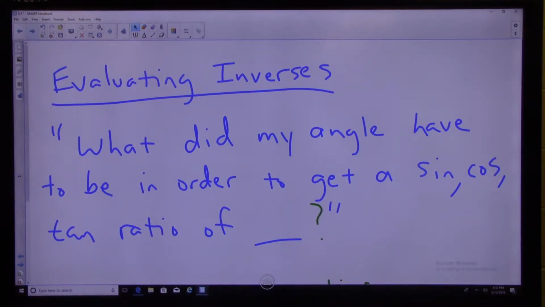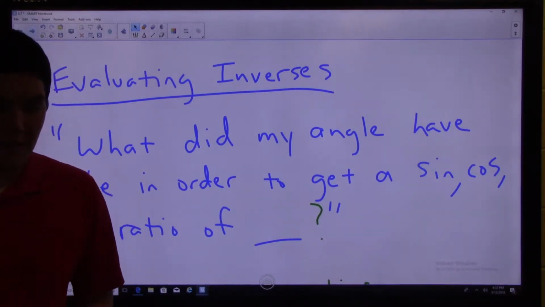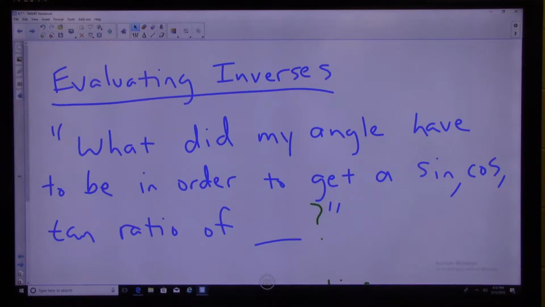Now, there's one more thing I want to talk about, and that is how to actually find the inverse sine, or how to limit the domain is what I'm meaning to say. So we need to limit the domain of the inverse sine function in order for it to be a function. And I'll explain what I mean by that in a second. Okay?